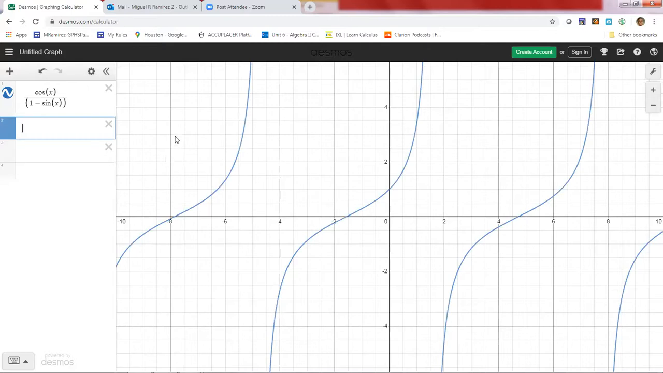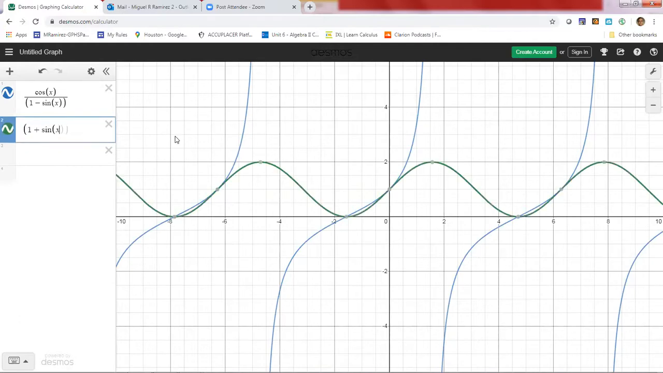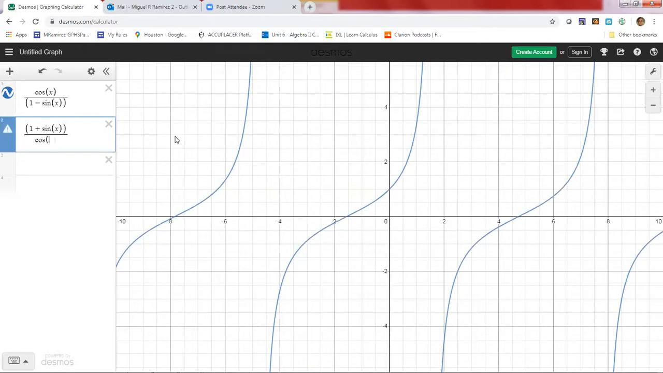Okay, now let's put the next expression, 1 plus sine over cosine. It's okay, parentheses, 1 plus sine of x, parentheses, divided by cosine x, correct? And then we press enter, and you don't see any new line. So the green line, you can see over there, overlaps the blue line. So the first thing you determine is this one. Cosine x over 1 minus sine x is 1 plus sine x over cosine x. So it's the first conclusion.